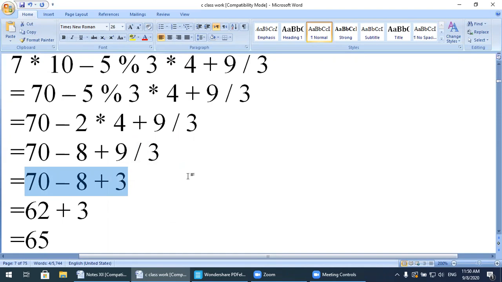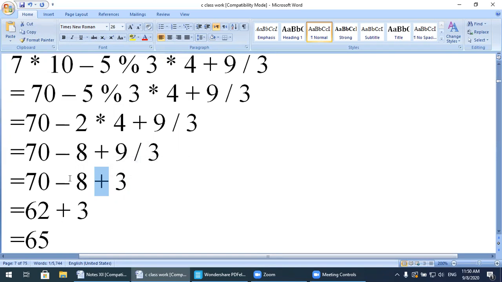Now two operators have the same priority again. Which operator should be solved first? Will minus be solved first or plus? As I told you before, you must check which operator is present at the left position. So you can say that operators of the same priority are always solved from left to right.